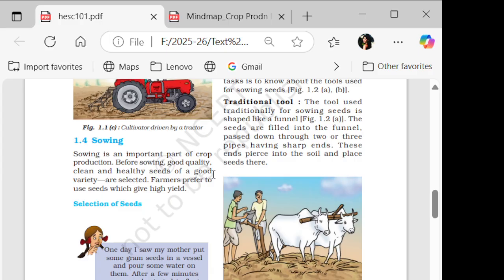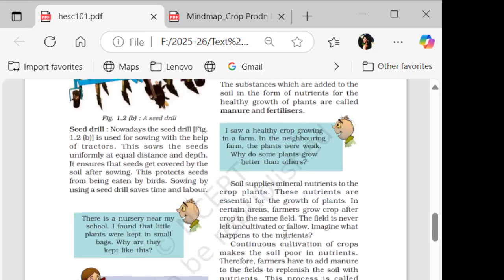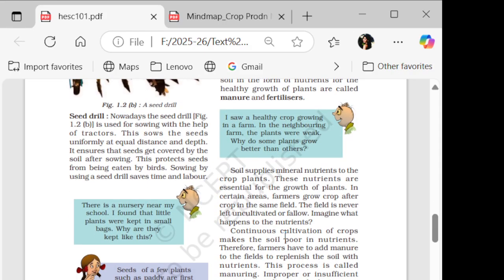Now see, when they plow the soil, they make certain kinds of lines or rows in the field, and the farmers sow the seeds after a certain distance. Why is it sown like that? Not because it looks nice, but because the plants get a proper amount of sunlight, water, and air. Then nowadays a seed drill is used.